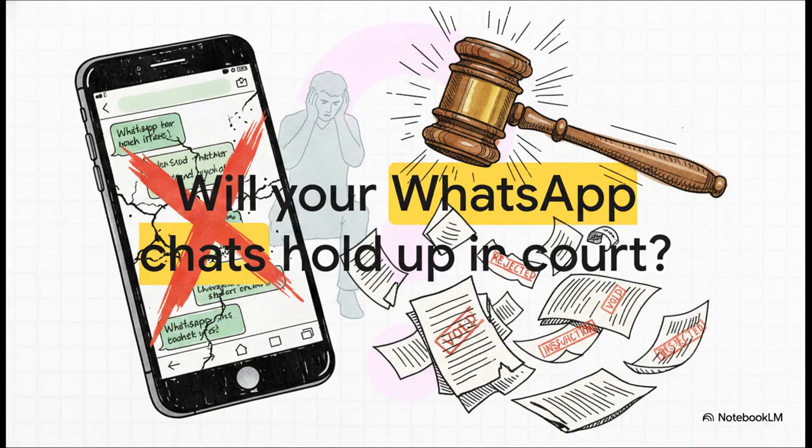Picture this. You've got the absolute smoking gun evidence right there on your smartphone. I mean, it's a WhatsApp message that practically proves your entire case. But then, the judge throws it out on a tiny technicality just because you didn't file the right paperwork. It's incredibly frustrating, right? And the crazy thing is, it happens to self-representing citizens every single day.